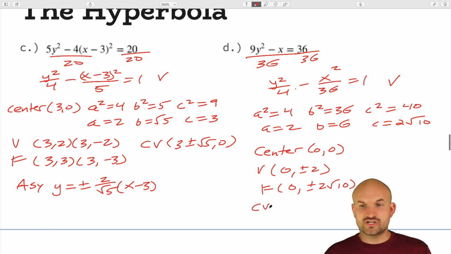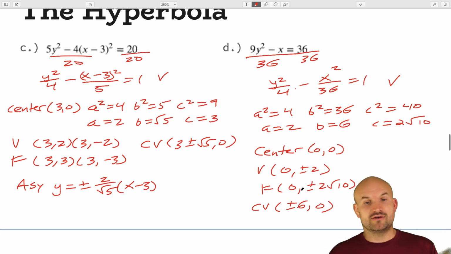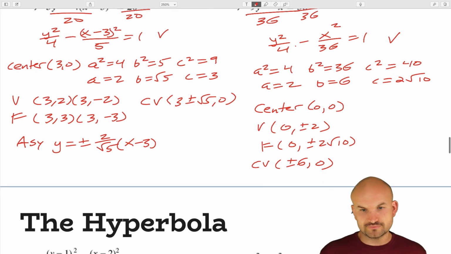And your covertices are going to be going left and right. Plus or minus, that's going to be going left or right. Remember, those are always perpendicular.